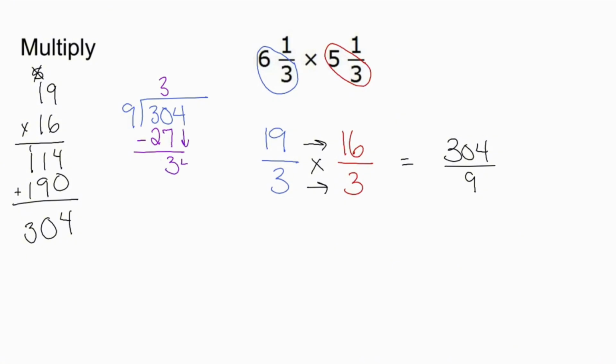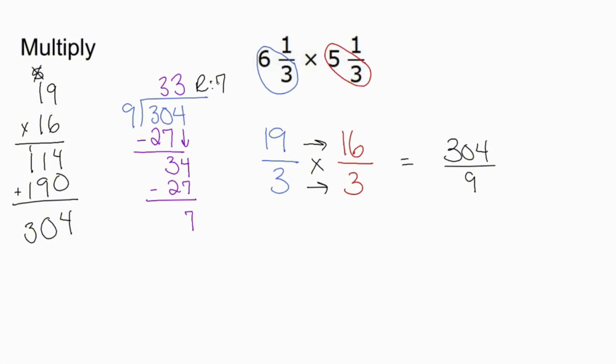Drop down your 4. 9 goes into 34 3 times. 3 times 9 is 27. 34 minus 27 is 7. With no more numbers to drop down, that means my remainder is going to be 7.